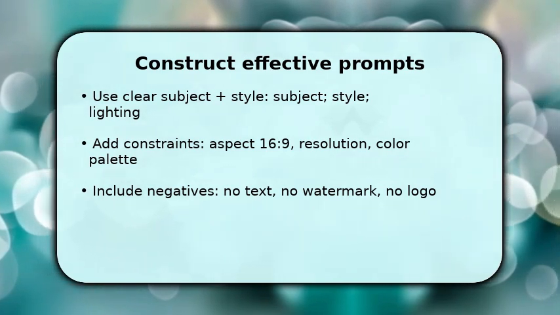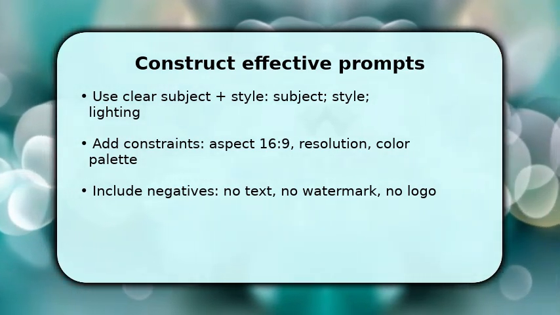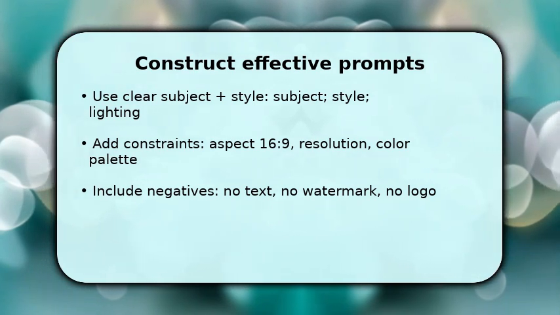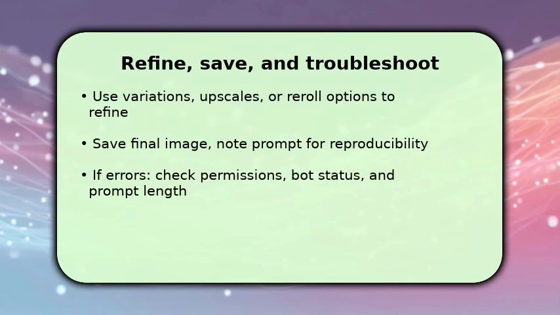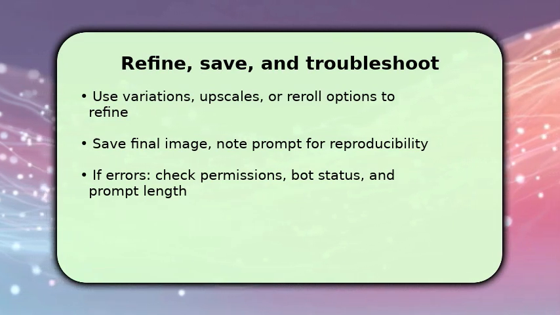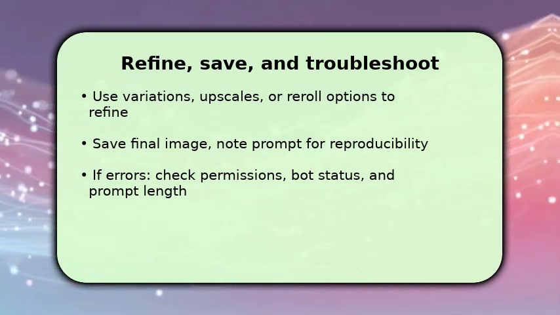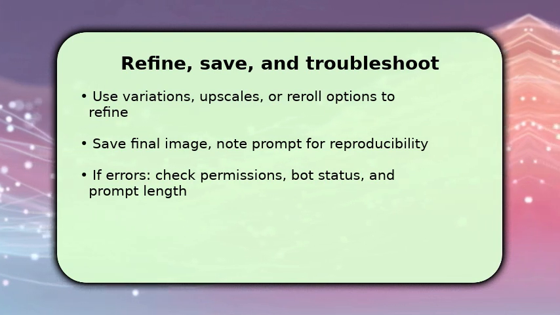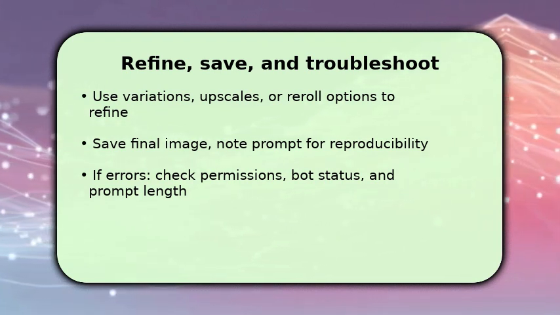The bot queues and returns variations. You finalize by selecting variations or using upscale to increase detail. Choose reroll if outcomes miss the mark, because iterative tweaks guide the model toward your vision. Make sure to save the final image and copy the exact prompt for reproducibility.